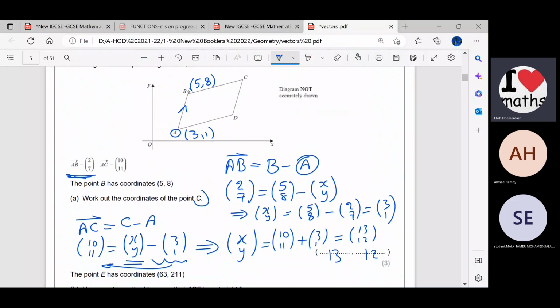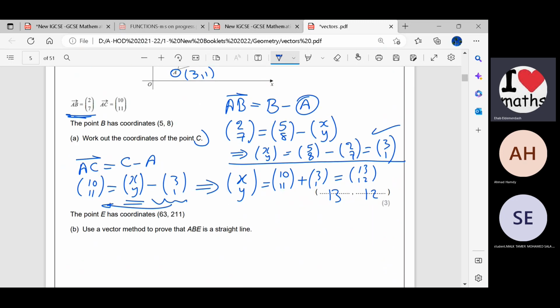You already get the AB vector, which is from A to B. We did not know what A is, so we found A. After we got A, we found out A as 3 and 1. We used this point to find the point C through the vector AC. فيها أي مشكلة الحكاية دي؟ طيب, let's go to the second part.